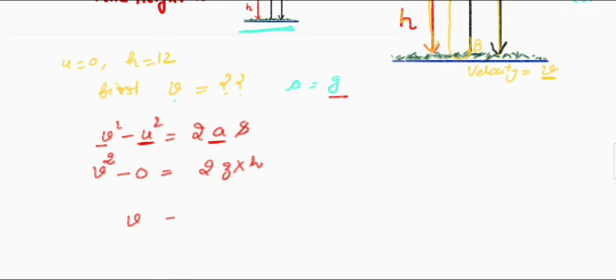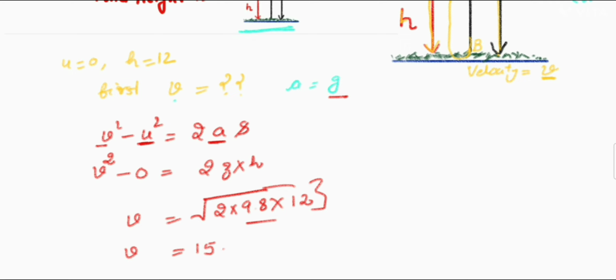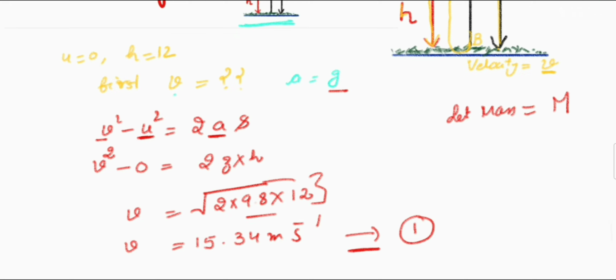So from here we'll find V. V is equal to square root of 2 into 9.8 into h, where h is 12. Now we'll find the square root of this. If we solve this square root, we'll get V is equal to 15.34 meters per second. Also, we don't know the mass of the ball, so let me take the mass of the ball as m.